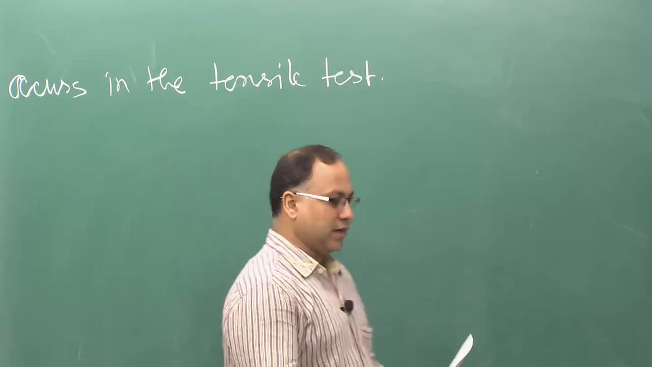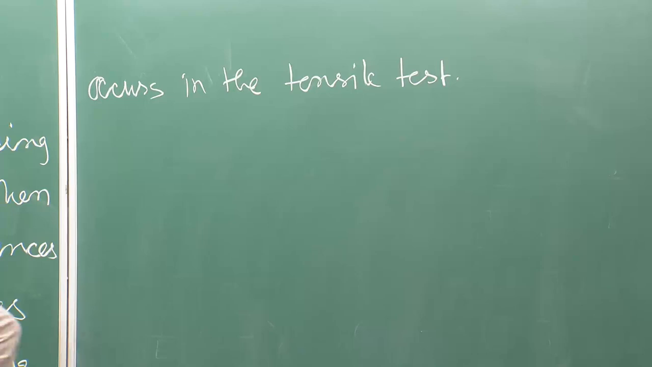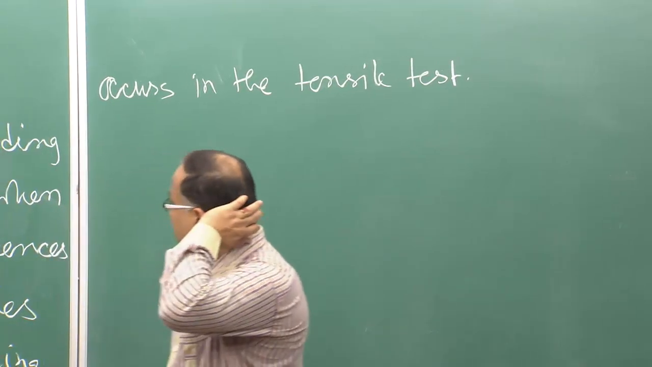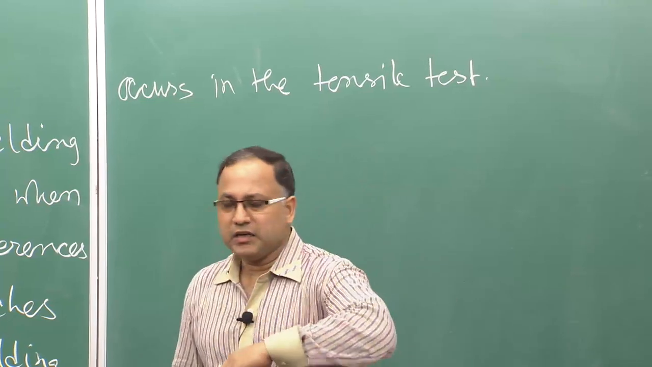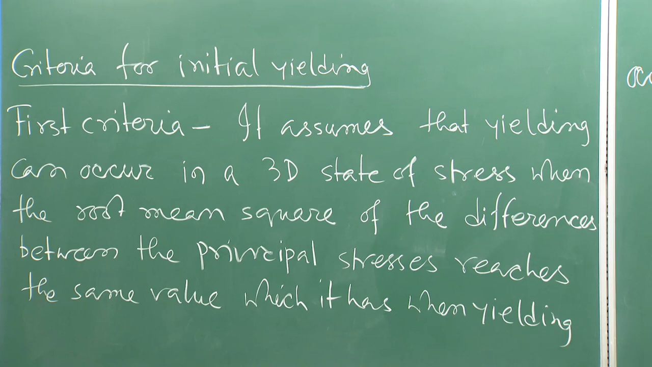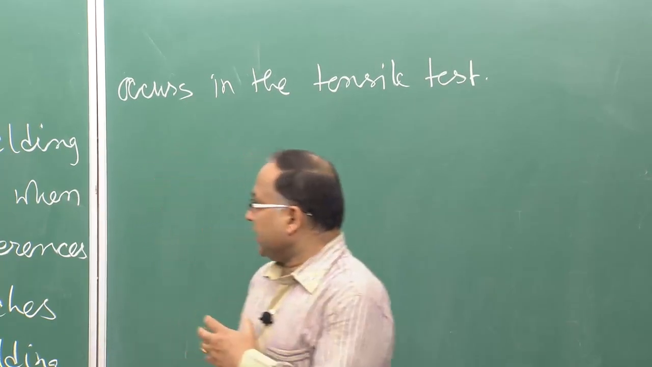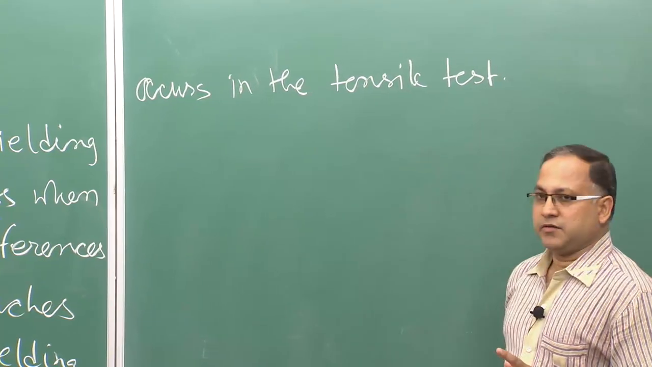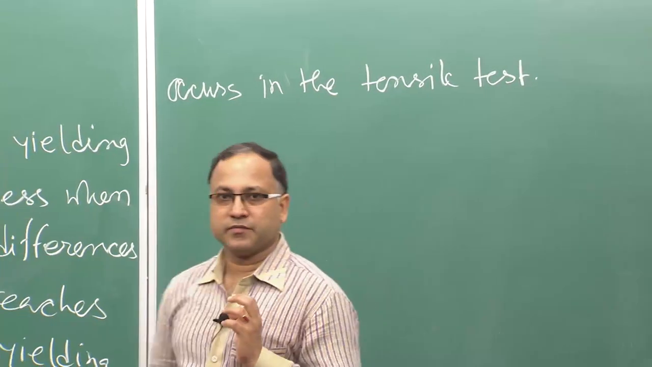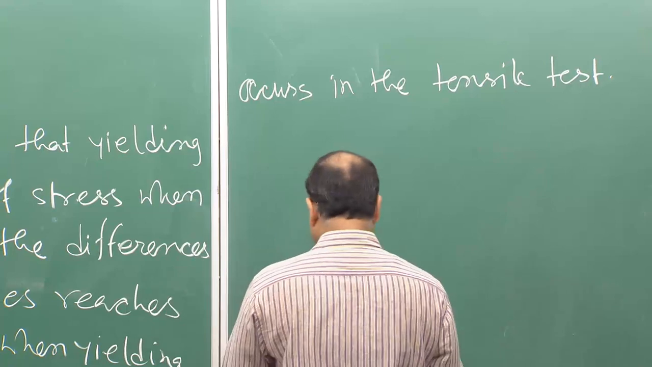Now, what does it mean? So, this is the definition of the first criteria. Okay. So, the first criteria says that it assumes that yielding of a material can occur in a 3D state of stress, when the system is under 3D state of stress. Okay. When the root mean square of the differences between the principal stresses reaches the same value which it has when yielding occurs in the tensile test. Now, what does it mean physically? Okay. So, let's see that thing physically.